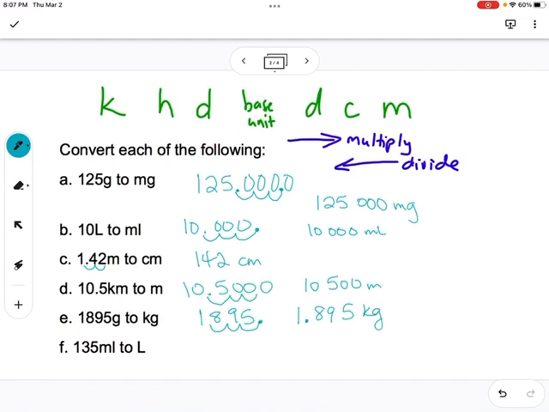Last example here, we're going from milliliters to liters. Milliliters is on the end here, going to our base unit of liters. That's going 1, 2, 3 to the left. Moving our decimal, the 135, the decimal's on the end, moving it 1, 2, 3, gives us 0.135 liters. Okay, so that's converting using the metric system. So just moving that decimal place to the right or to the left accordingly.